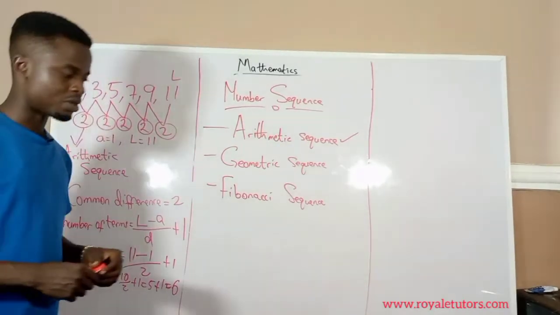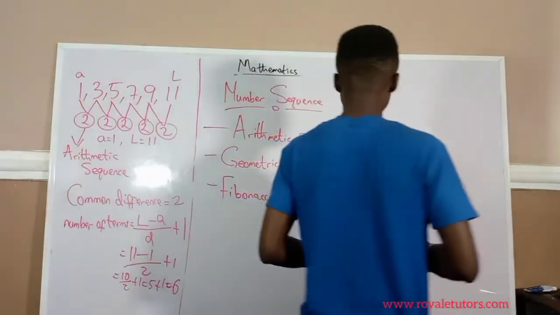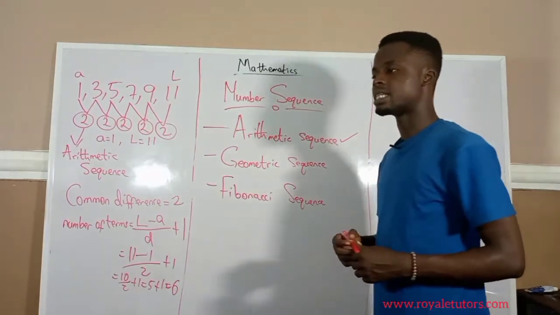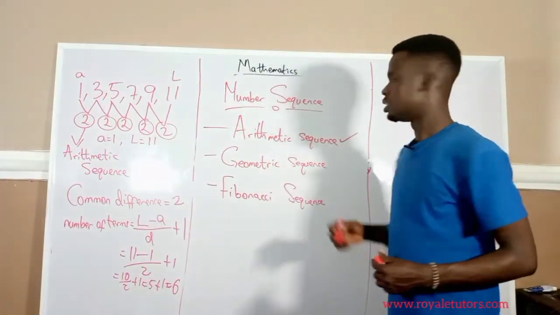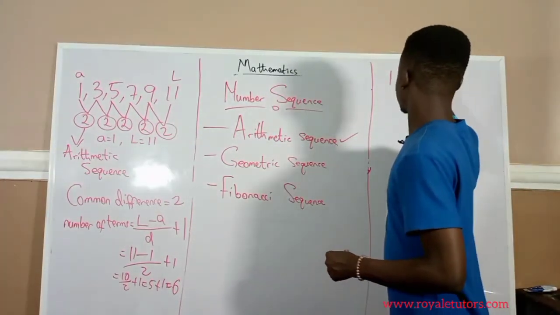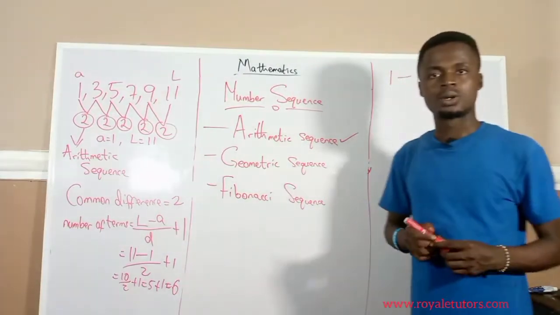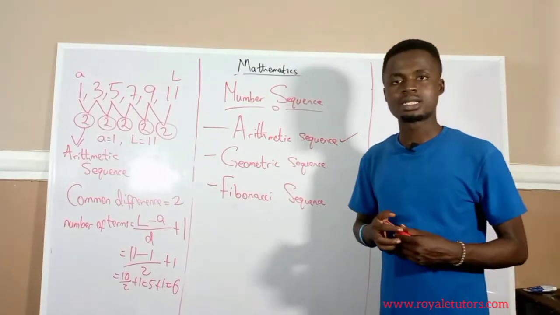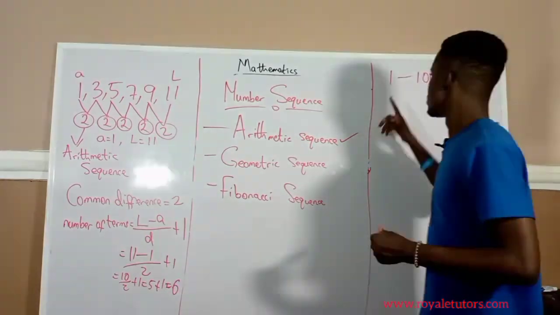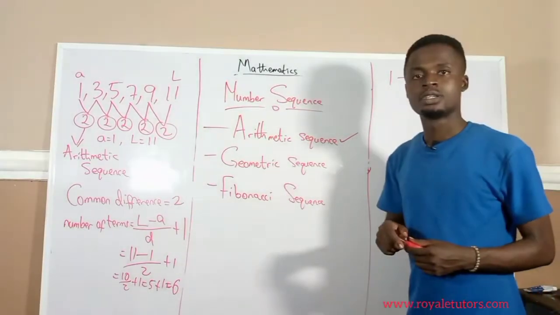Now, for example, if you have a question that says, how many numbers are divisible by 3 between 1 and 100? I'll repeat the question again. How many numbers are divisible by 3 between 1 and 100?